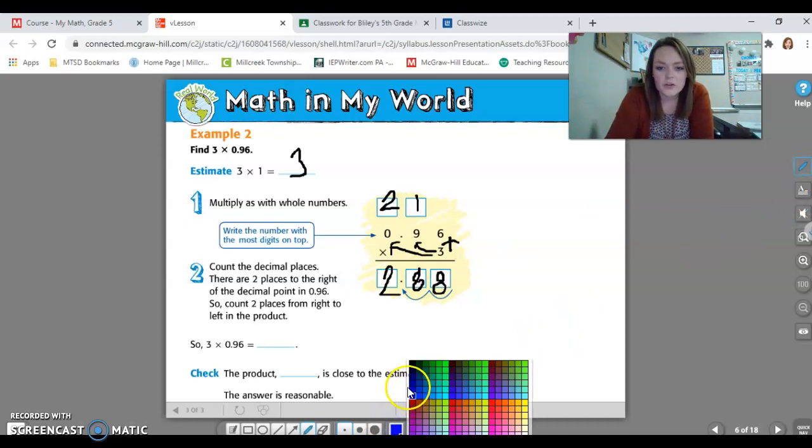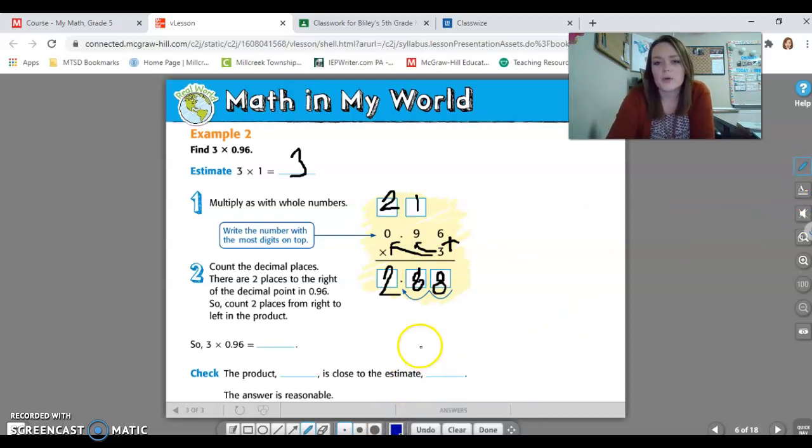Okay, so first we need to figure out, I'm going to use blue, how many spaces are to the right of my decimal. So to the right, to the right, to the right. We're going to count 2 times. 1, 2. I'm at the end of my number. Okay, so I moved 2 spaces. Let's keep that in mind. So now I'm going to go to my answer and I'm going to move 2 spaces from the last number, and that is where my decimal goes, right between the 2 and the 8.